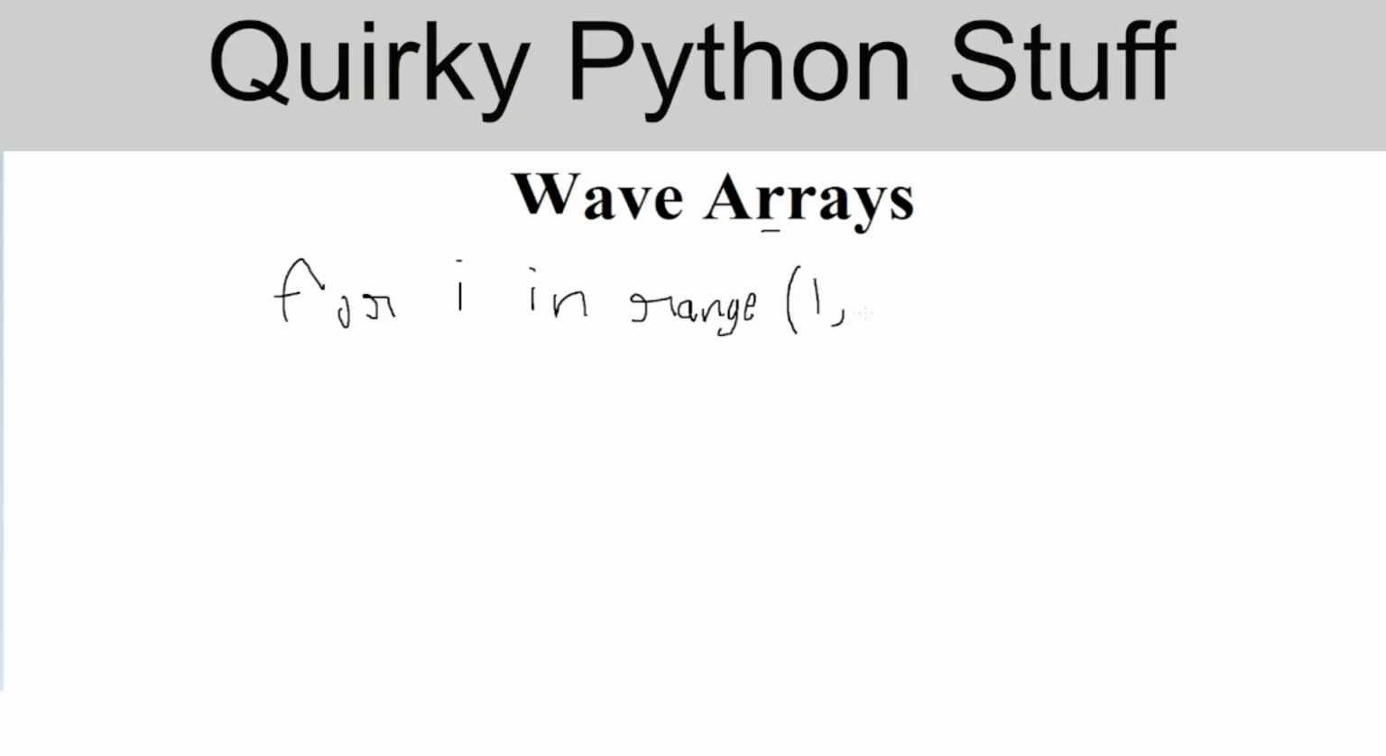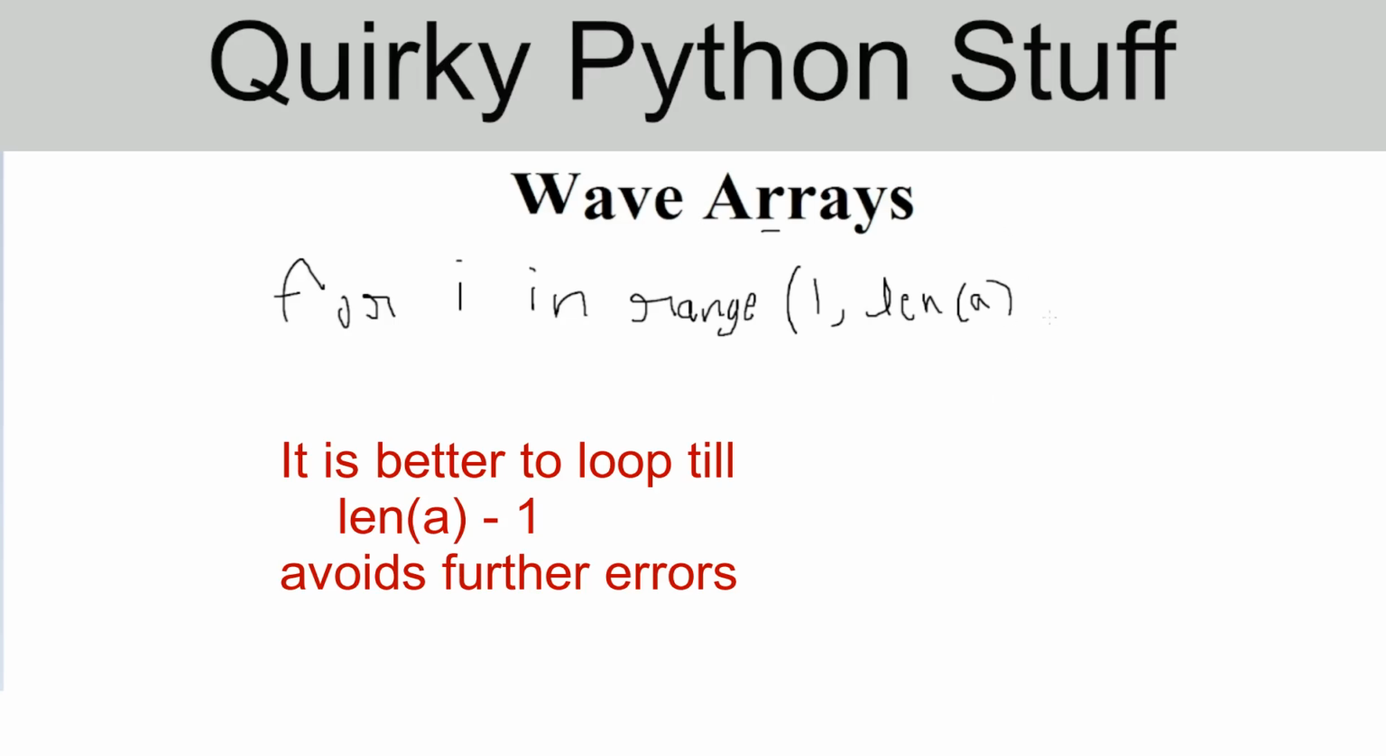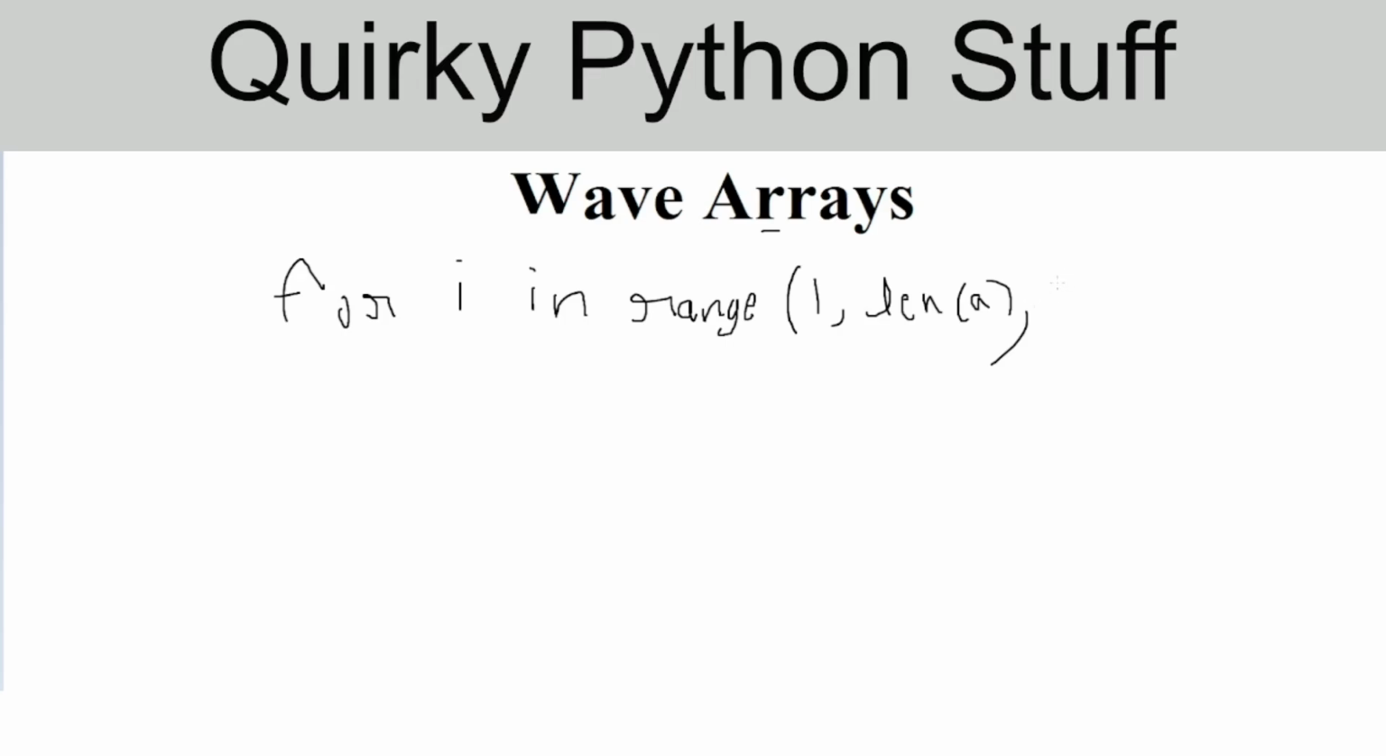So we can start from 1, and then the length. Length of A. What is length of A? The length of the input list, the one which we ordered in descending order. Yes. And then the steps will be two. Yeah, so with two steps.